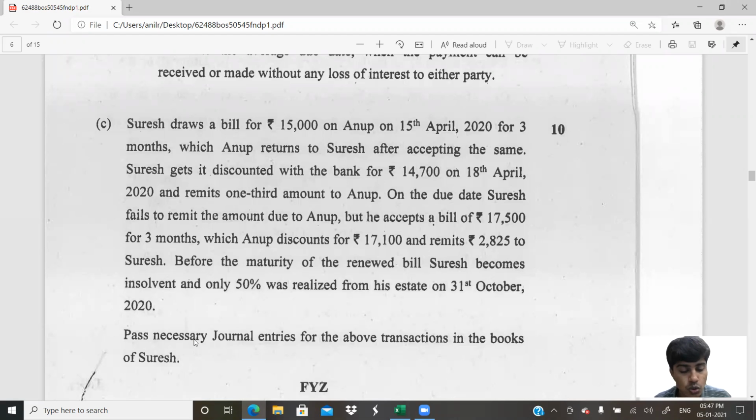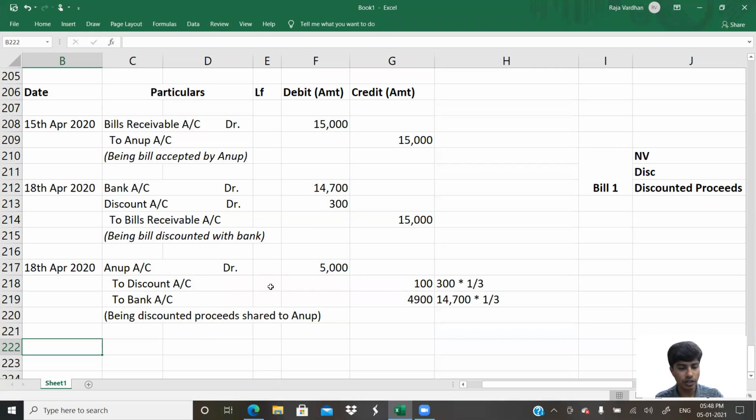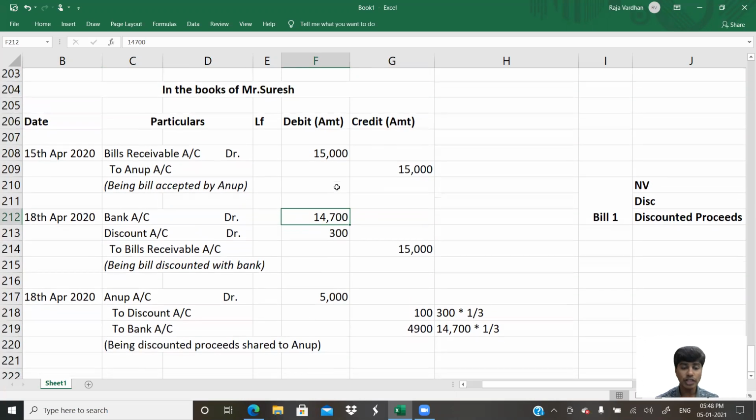On the due date, Suresh fails to remit the amount due to Anup. The bill is already discounted and with the banker. The banker will go to Anup. Anup has to pay to the bank 15,000, but not in entirety. Anup from his pocket will pay 5,000. Suresh should pay 10,000, because when the bill got discounted, Suresh didn't pay the entire money to Anup. Of 14,700, only 4,900 he gave. 9,800 he kept with himself. Against that 9,800, with 200 rupees being discount charges, 10,000 rupees Suresh should pay to Anup.